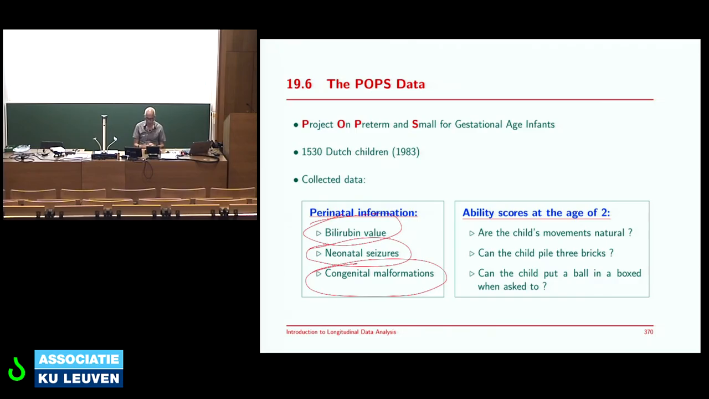Okay. And then 2 years later, there are 3 ability scores. And these ability scores assess whether the child is evolving normally. Are the movements normal? Can the child pile 3 bricks, yes or no? And these are assessed by a physician. And then if the child is asked to do so and given a ball, is it able to put that ball in a box? Okay. Now, a child would be normal if it scores positively on all 3.